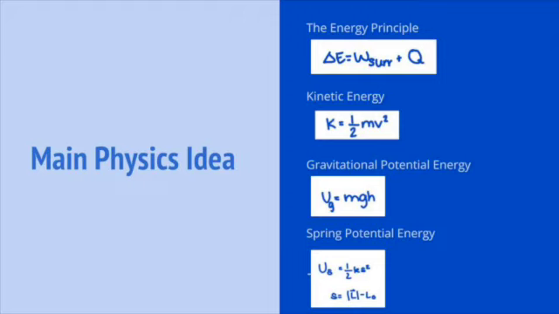We also need to understand the energy principle, where delta E equals the work of the surroundings plus Q. Kinetic energy equals 1/2 mv squared, gravitational potential energy equals mgh, and spring potential energy equals 1/2 ks squared, where s is the magnitude of L minus L naught.